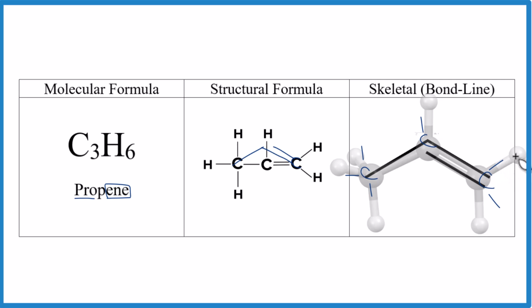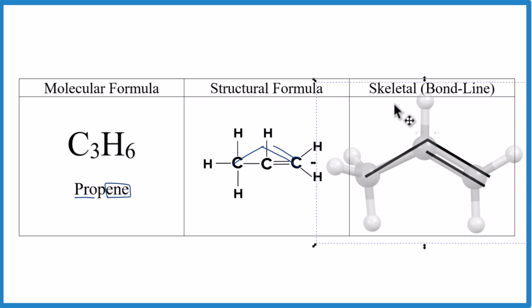And there it is. And note that these hydrogens here on the double bond, this one too, these are all right here in the same plane. That's what a double bond does. For the skeletal, we actually don't write carbons in because we can figure it out based on the fact that carbon will have 4 bonds. So let's get rid of the carbons here. And that's the skeletal or bond line formula there for C₃H₆ propene. That's how you do it.